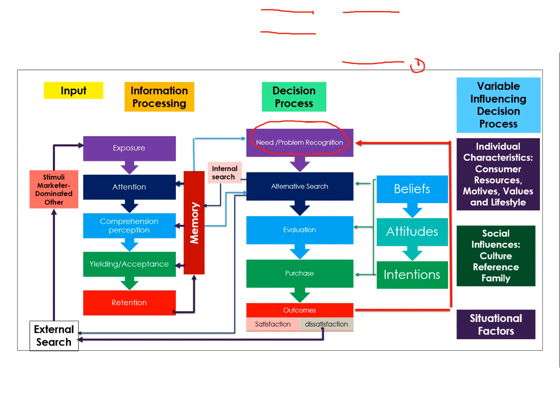So if we think about the two lines here, we can see that A represents the actual state, in terms of what exists, and D represents the desired state. Now, when the desired state only deviates a small distance from the actual state, we kind of want this, but we're not really taking action to go out and buy this product or search in terms of alternative evaluation.